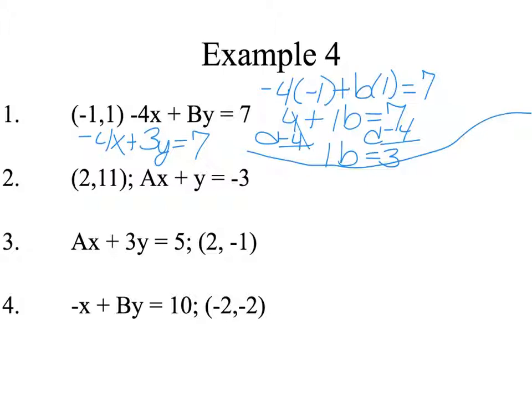For the second one, a times 2 plus 11 needs to give me negative 3. 2a plus 11 needs to give me negative 3. Add negative 11 to each side.